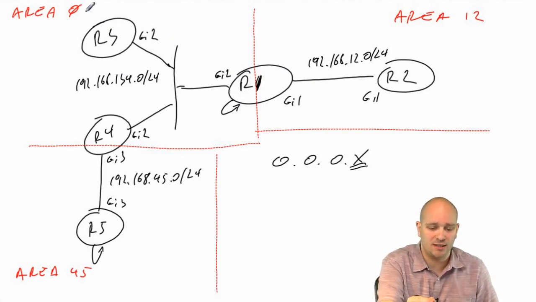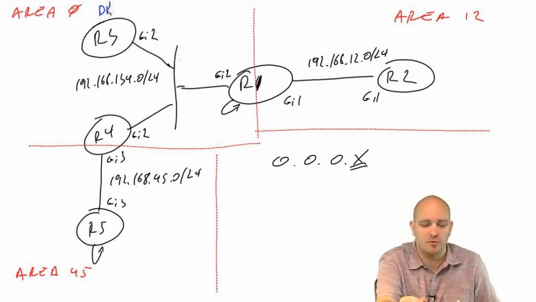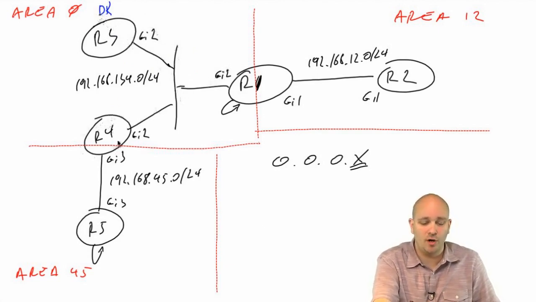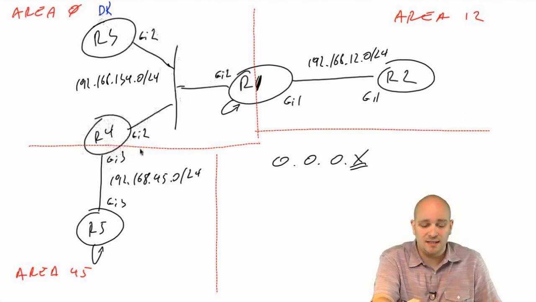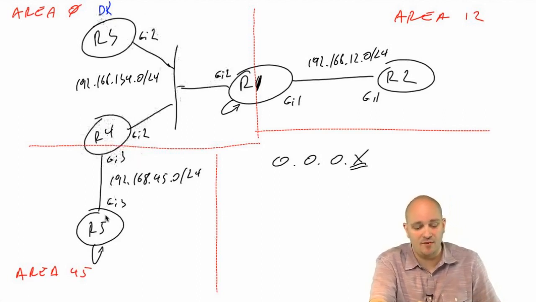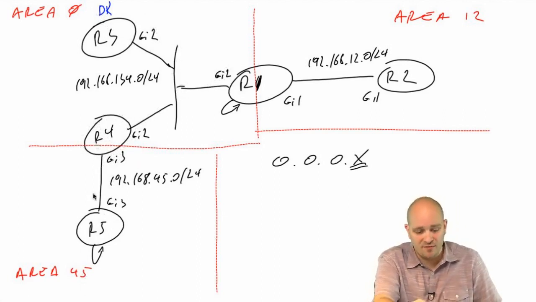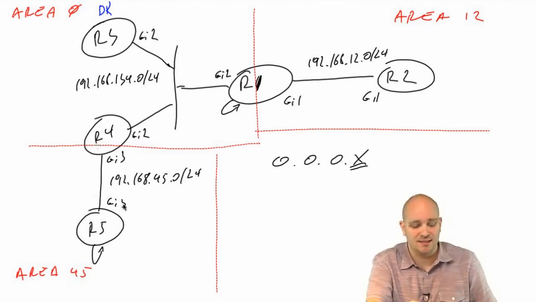And you might remember that in this setup here, R3 is our DR, even though it's not going to be relevant for anything, but just as a reminder. Then I'm going to go to R4 and make sure that I have my interface gigabit 3 that is enabled for OSPF, and that I have a neighbor with R5 in area 45. And finally, I'm going to make sure that the same thing is true on R5.